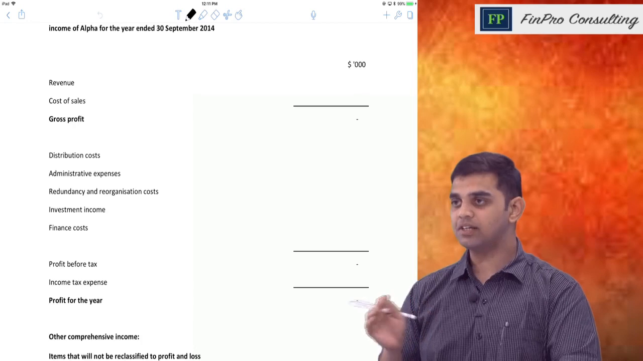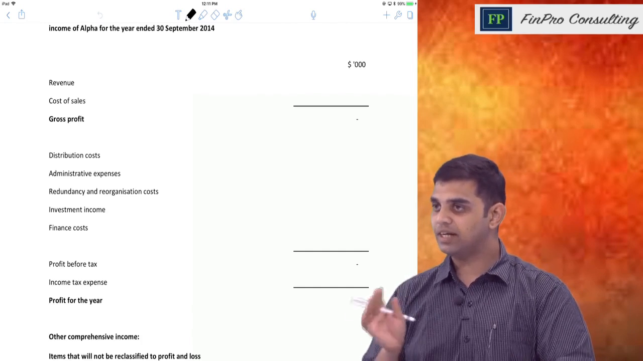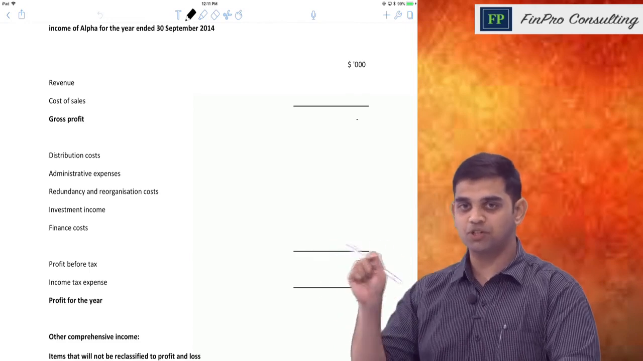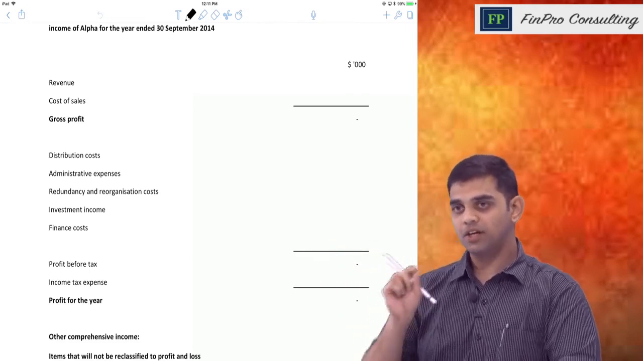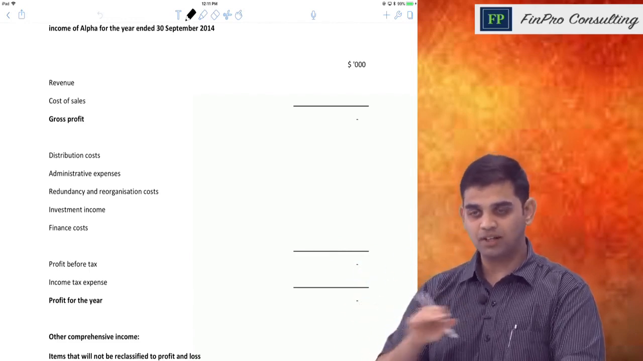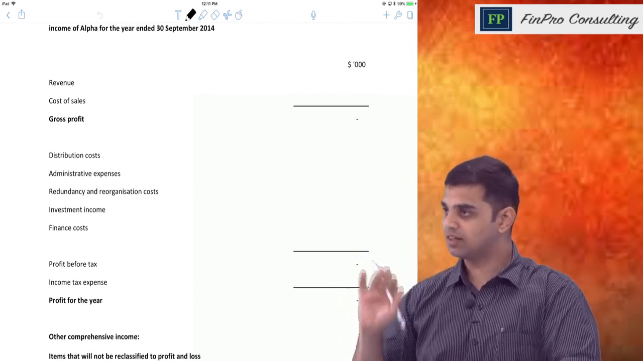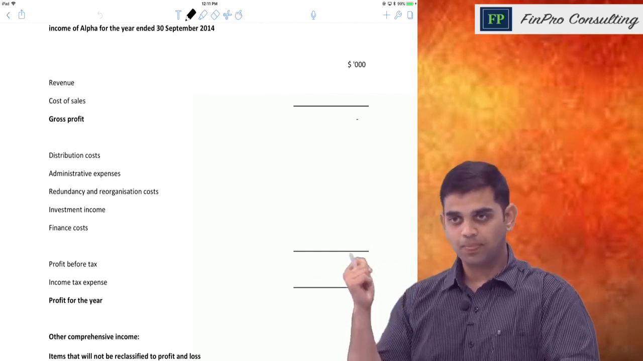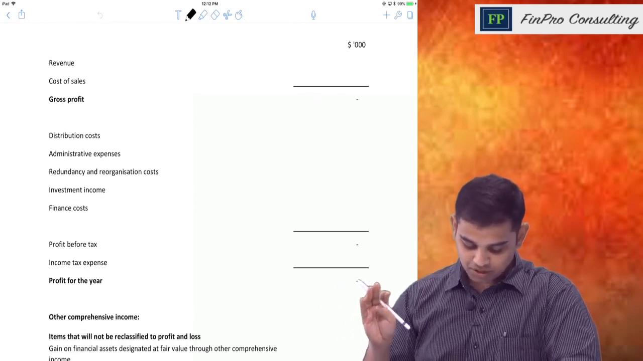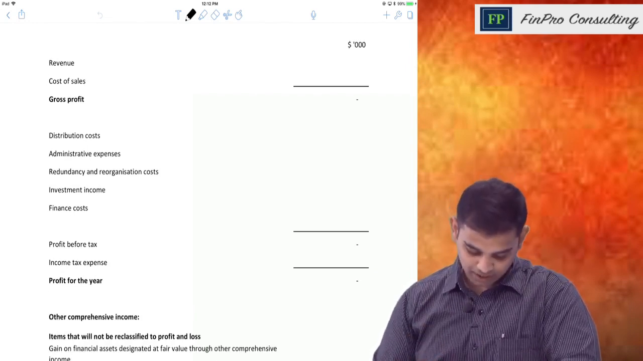Now in the ACCA examination, your P&L will always be prepared using function and not nature. Ind AS is done on a nature basis. Right? Function is revenue, cost of sales, GP, distribution cost, admin cost. What is nature? Revenue, other income, total income. Then you have employee benefit cost, depreciation, other expenses, then consumption, changes in inventories, etc. That is nature. Please don't consider nature for ACCA. It will always be function. So distribution cost, admin cost, redundancy cost, investment income, finance cost. All these are given in the problem itself. So you don't need to add anything else.